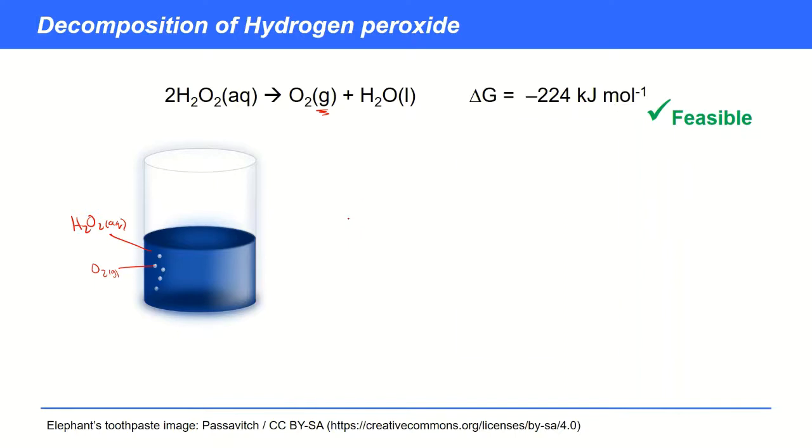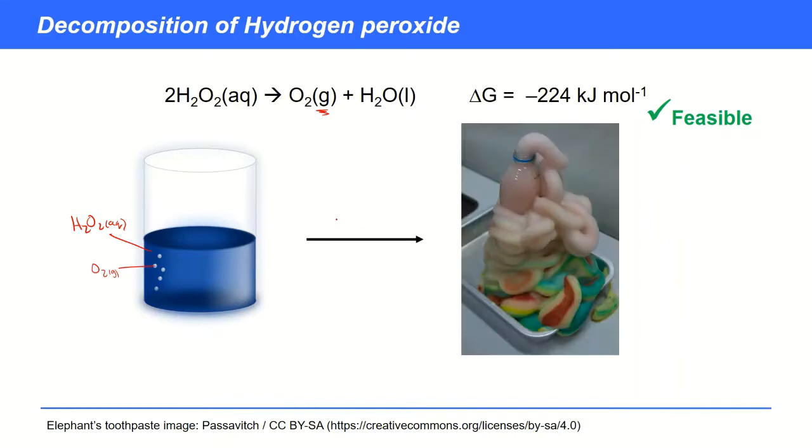Now, when you add some solid potassium iodide into this, you get some dramatic results. And this is just an example here of what you might get if you mix this with the detergent to stabilize the bubbles of oxygen and some food coloring. You can get some really, really nice results, and this is known as the elephant's toothpaste experiment. Now, why has that just happened?